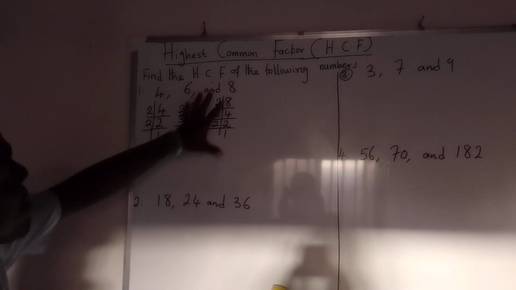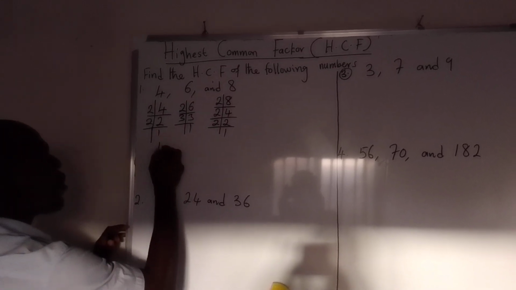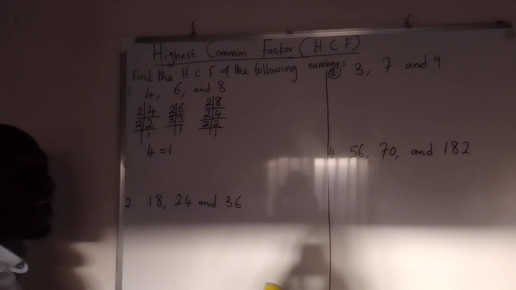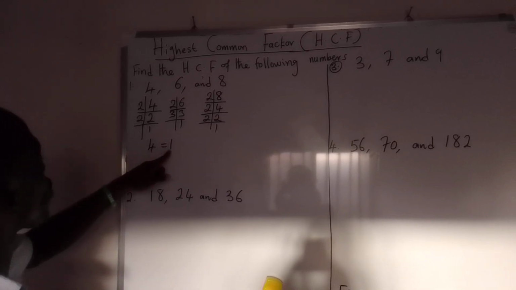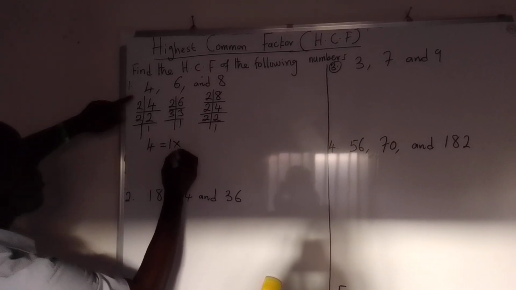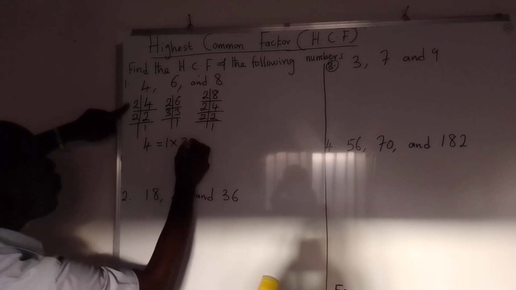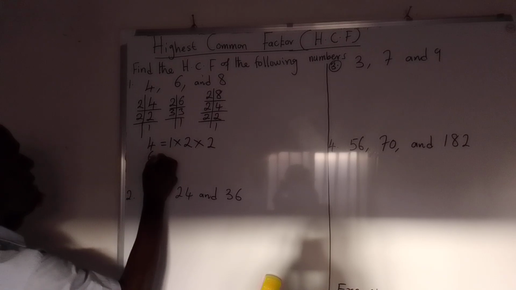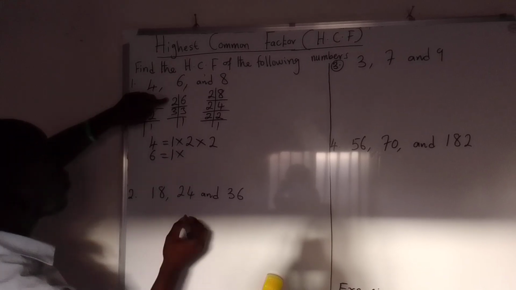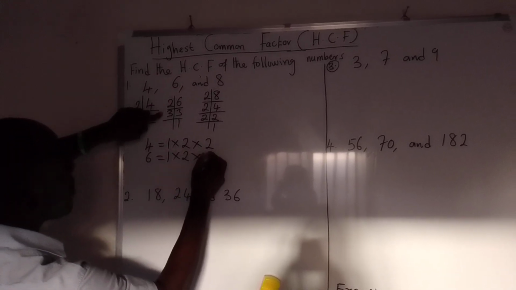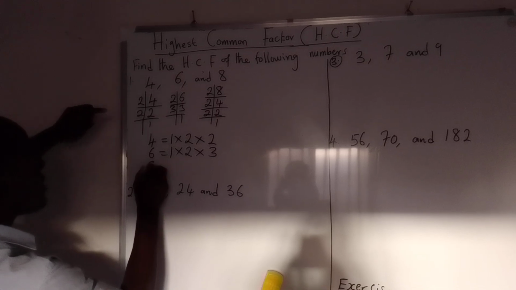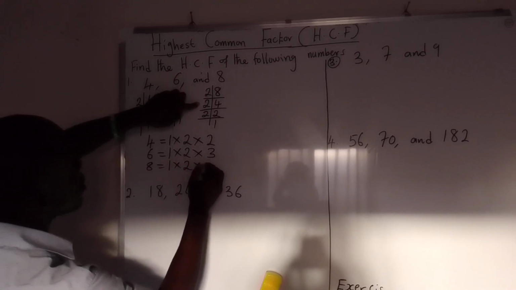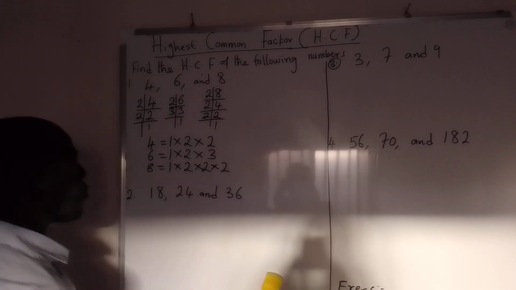After dividing these numbers, for 4, what number do we start with? We start from 1. 1 is a factor of every number, so we must start with 1. Now, the numbers that we have here are 2 multiplied by 2. Then for 6, we start with 1. We have 2 multiplied by 3. Then for 8, we start with 1 multiplied by 2, multiplied by 2, multiplied by 2.